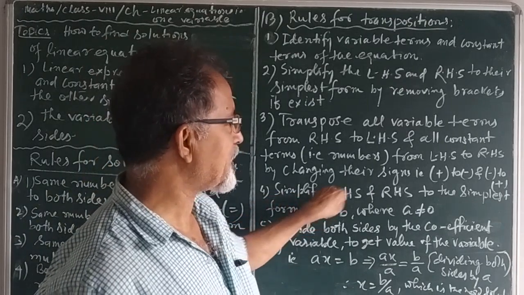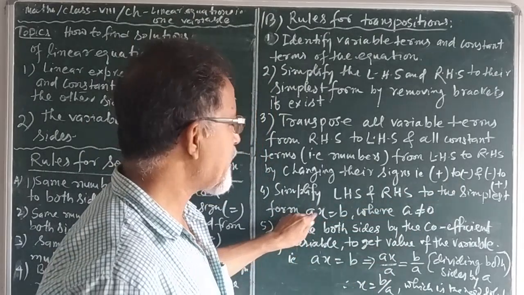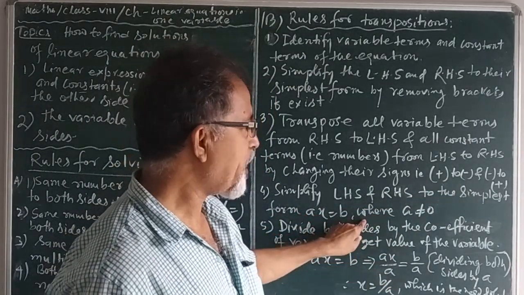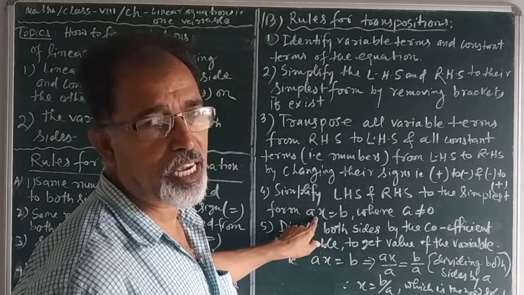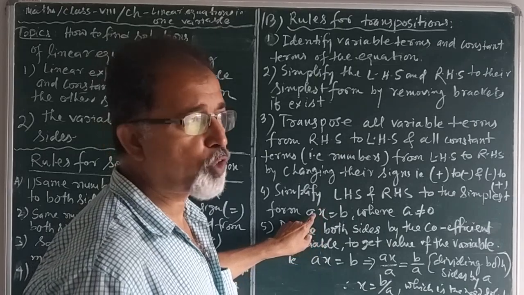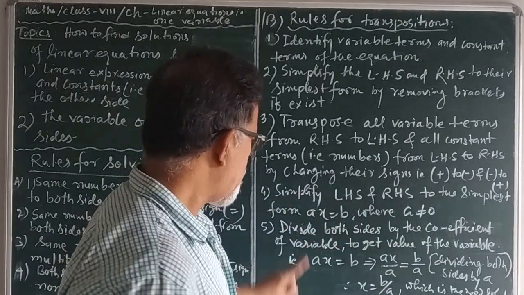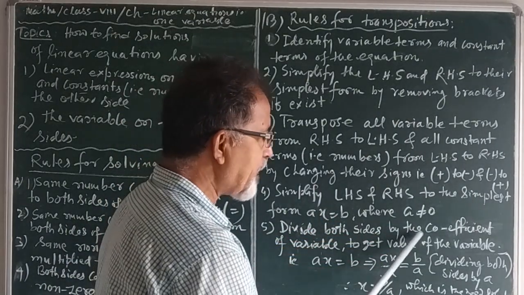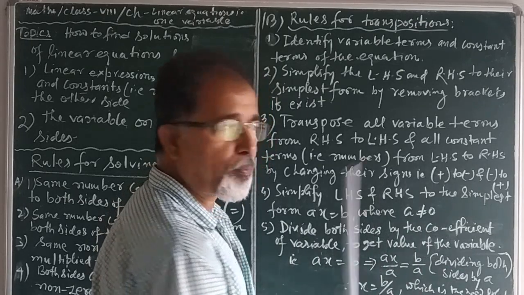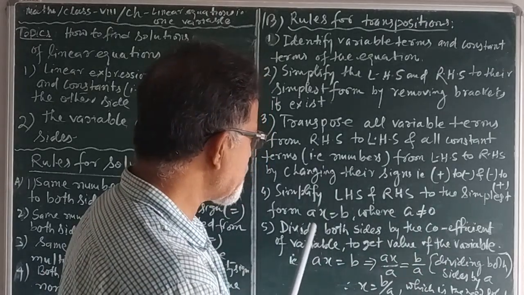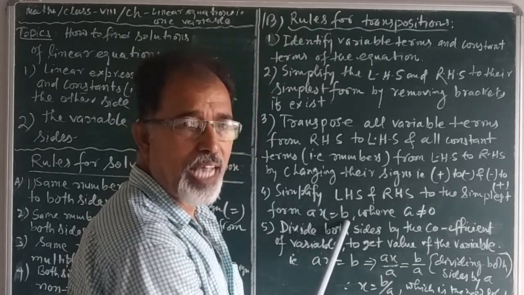Simplify LHS and RHS to the simplest form, ax equal to b, where a is not equal to 0. This is the final stage of the solution which will give the value of the variable. Divide both sides by the coefficient of the variable to get the value of the variable. What is the coefficient of the variable here? a.